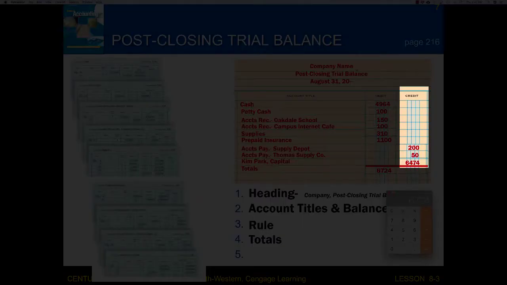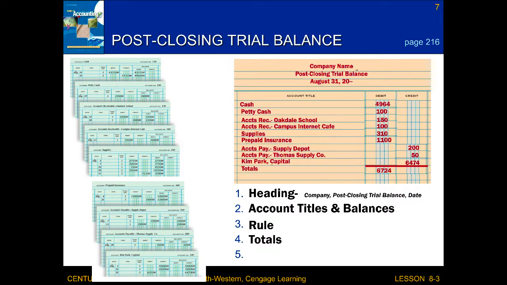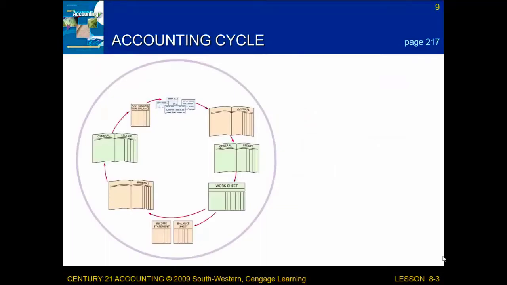Now I'm going to do the same thing for my credit column. I'm going to take 200 plus 50 plus 6,474, and I'm going to get 6,724 that I place in the total of my credit column. And woohoo, we are so excited. Debits equal credits, so we are going to make sure we double rule underneath the equal sign. And that is the whole accounting cycle.